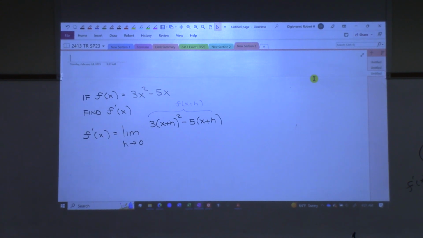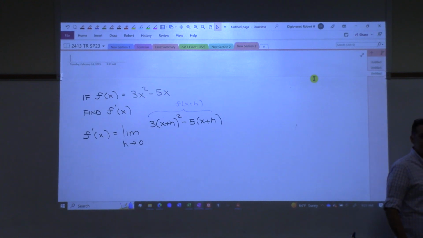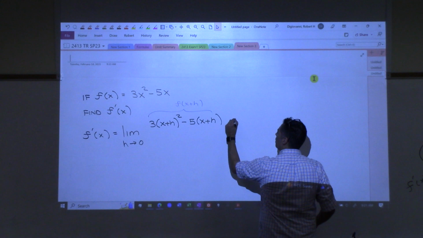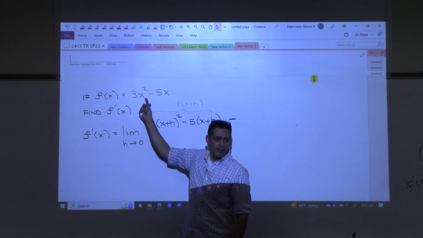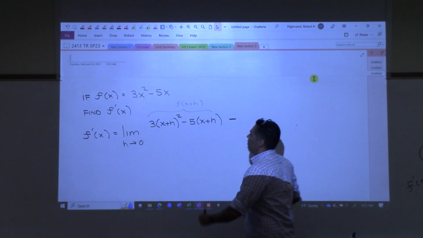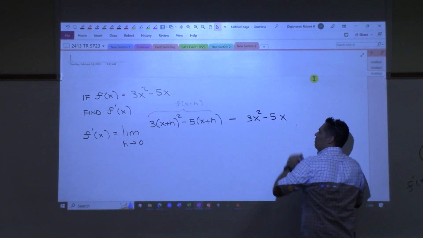Okay, next step. I need to figure out this top right piece, f of x, and I need to subtract it, don't I? So I'm going to put minus, and then I'm subtracting f of x, but that's f of x, right? So I'm going to subtract that whole thing. So I'm going to write down 3x squared minus 5x. Is that correct?